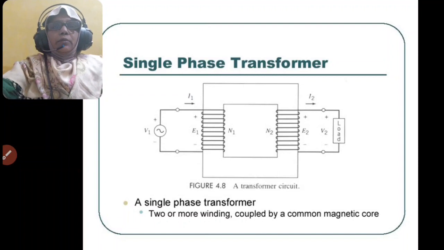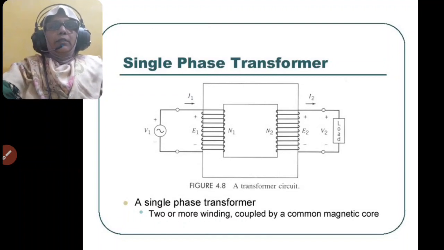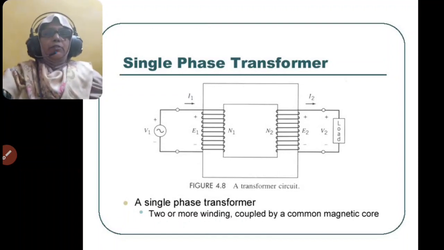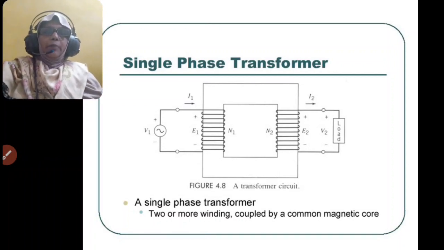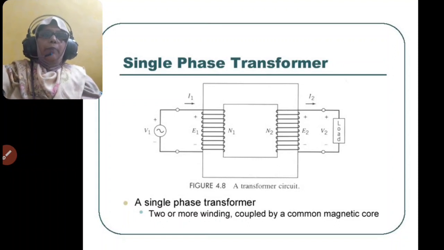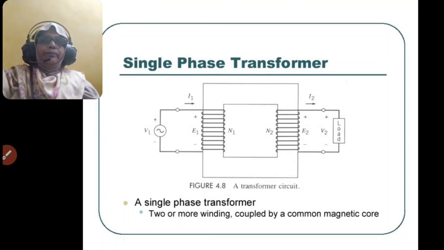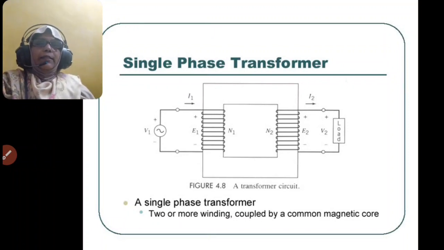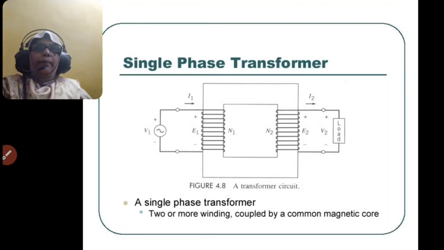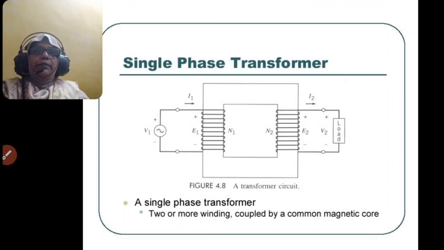E1 is the voltage induced in the primary coil. E2 is the voltage induced in the secondary coil. N1 is the number of turns present in the primary. N2 is the number of turns in the secondary. It is very clearly shown in this arrangement itself. Here these two coils are electrically separated, but they are magnetically linked with each other. That is given here as they are magnetically coupled to each other.